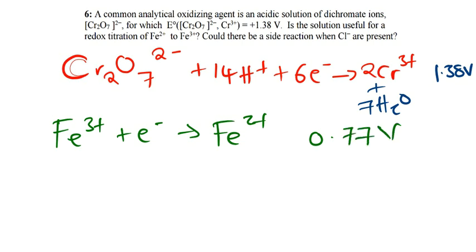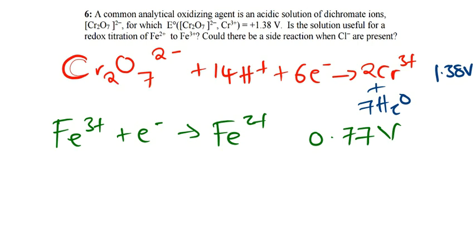So I'll read the question again. A common analytical oxidizing agent is an acidic solution of dichromate ions, for which its reduction potential is 1.38 volts. Is the solution useful for redox titration of iron 2 to iron 3 ions? Could there be a side reaction when the chloride ions are present?